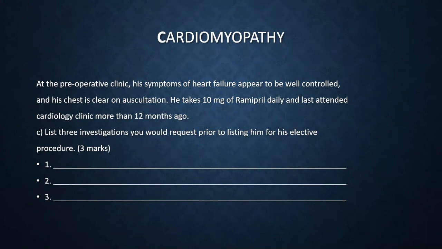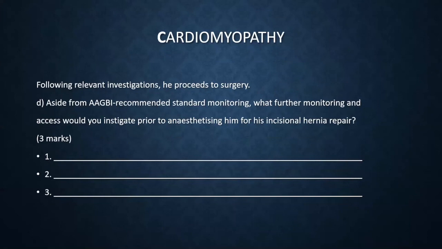Now you need to list 3 investigations you would request prior to listing him for the elective procedure. 1, 2, 3. 3 investigations you need to write down, the 3 most relevant and most important investigations. So you've done the investigations now, and then you are going for the operation now.